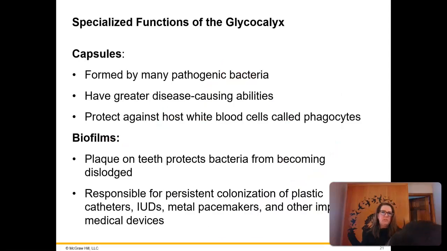Okay, so the glycocalyx, again, can be this thick, rigid outer coating, and is formed by many pathogenic bacteria, because this is going to give it a hold in its host. Okay, and oftentimes it's going to protect them even from our white blood cells trying to gobble them up and get rid of them. So we know that these capsules are pretty important to those bacteria that are pathogenic.